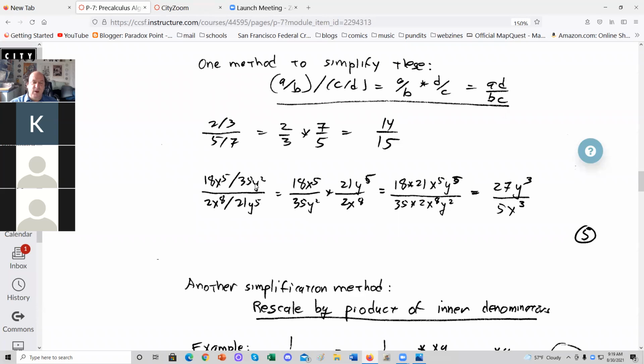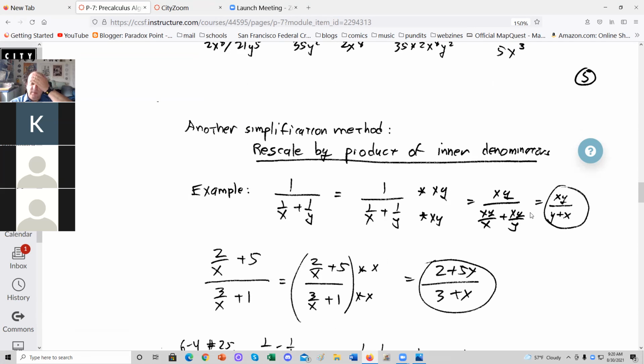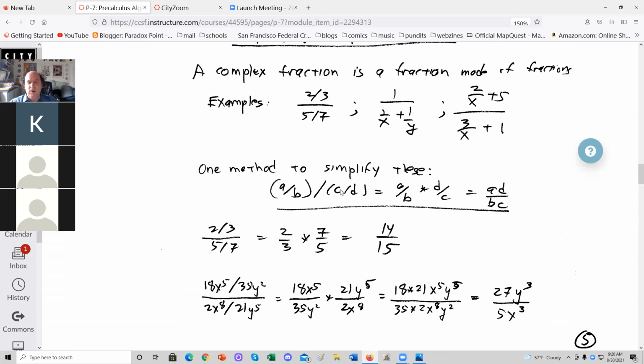18x to the 5th over 35y squared, all that divided by 2x to the 8th times 20 over x over 21y to the 5th. Okay, so the top fraction, 18x to the 5th over 35y squared, times the reciprocal of the bottom fraction. So that'll be 21y to the 5th over 2x to the 8th. So in the denominator, this flips upside down. And then you multiply across, and you combine, then you factor out common factors, etc. And you get, in the end, 27y cubed over 5x cubed. That's for if it's just a pure fraction over a pure fraction.